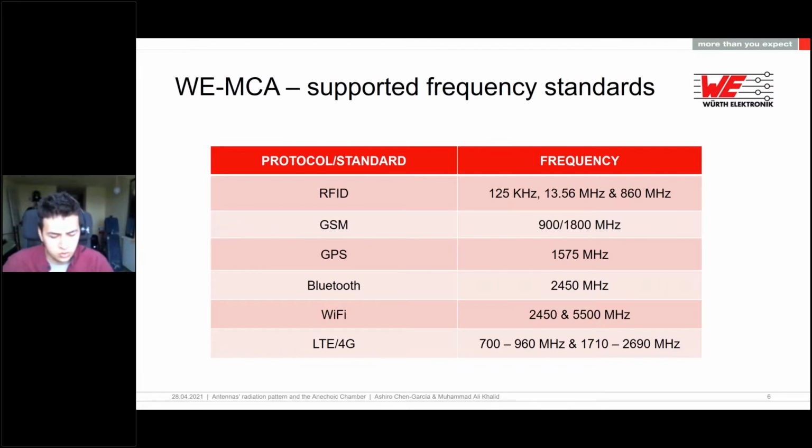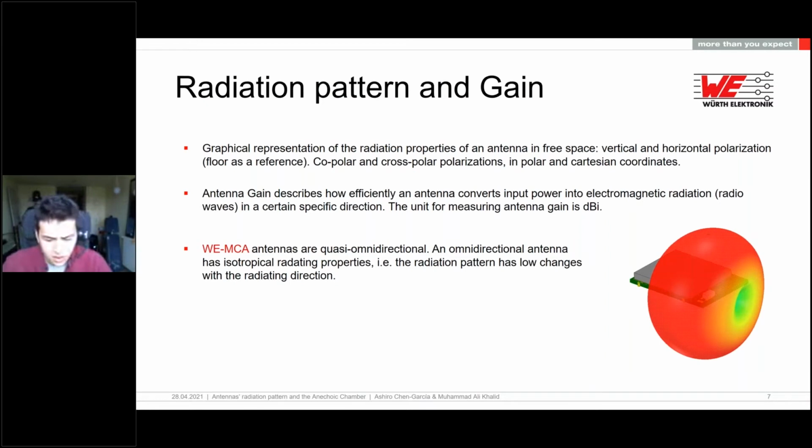Now we will be explaining two of the most important parameters of an antenna. First of all, the radiation pattern, which is a term related to the antennas and is a graphical representation of the properties in free space, represented both in vertical and horizontal polarization with an axis as a reference. In this case, we will take the floor normally as a reference. The gain of an antenna describes the efficiency converting the input power into electromagnetic radiation in a specific direction.